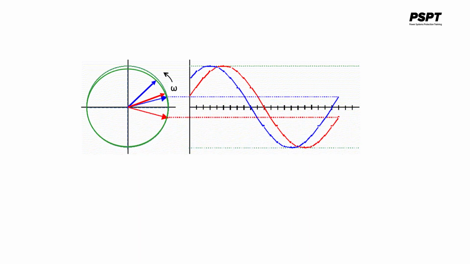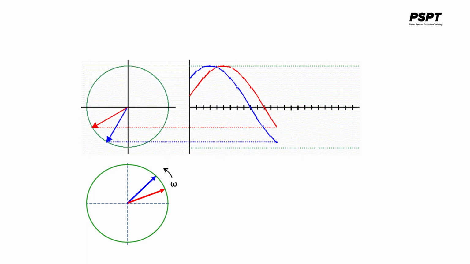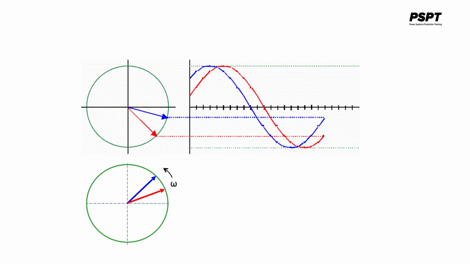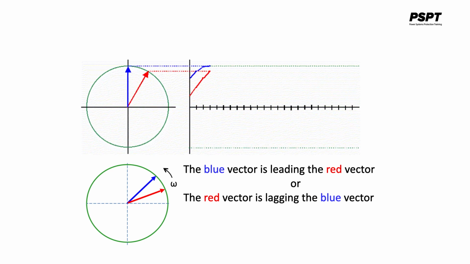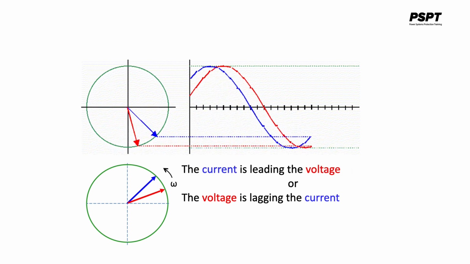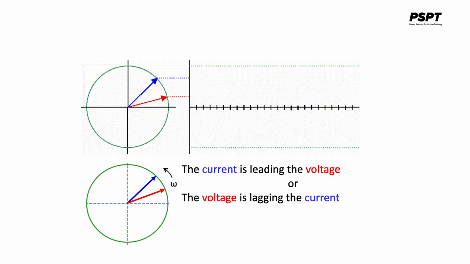When considering two sine waves that are not in phase, one wave is often said to be leading or lagging the other. This terminology makes sense in the revolving vectors pictured here. The blue vector is said to be leading the red vector, or conversely, the red vector is lagging the blue vector. These vectors could be current or voltage or one of each. If the blue vector is voltage and the red vector is current, then the current is said to be leading the voltage, or conversely, the voltage is lagging the current.